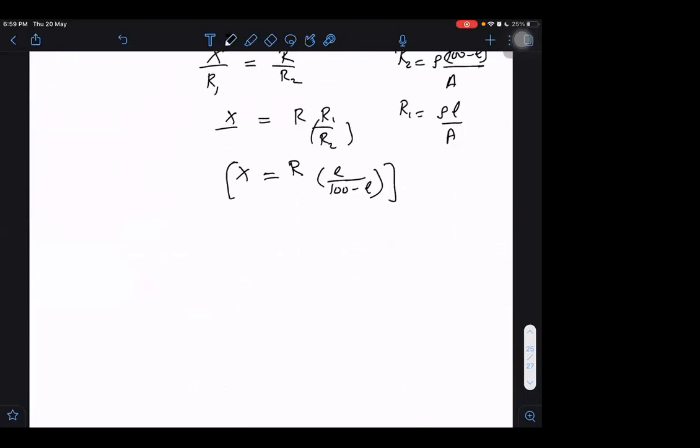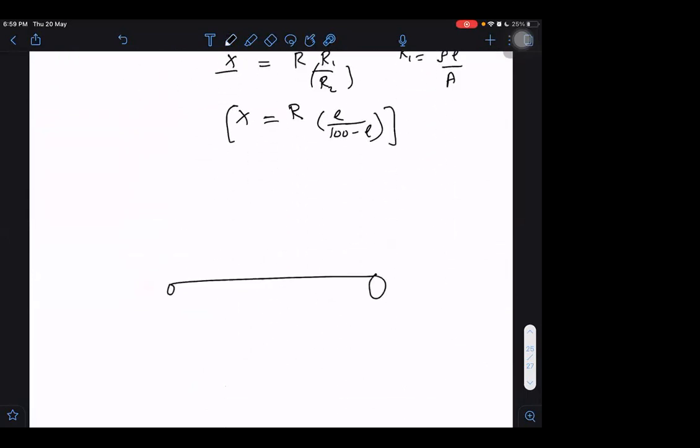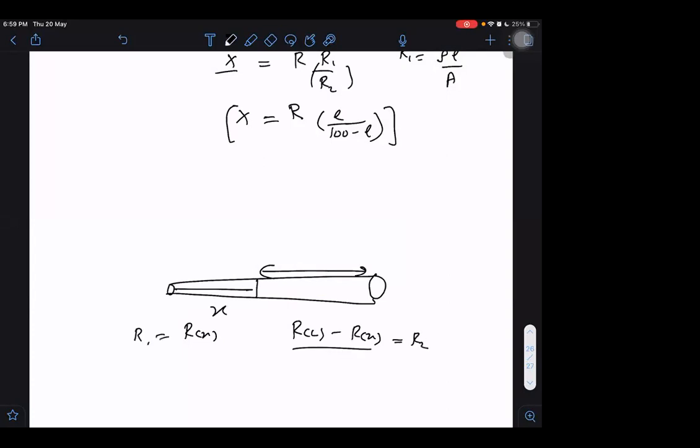Let us say it is given a frustum shaped wire. What will I do in that case? Then I will find only Rx, the resistance as a function of x. How to get R2? R2 will be the total RL minus Rx. That will be R2. This will be R1. And once we know that, then again we can say X divided by Rx is equal to R divided by RL minus Rx.